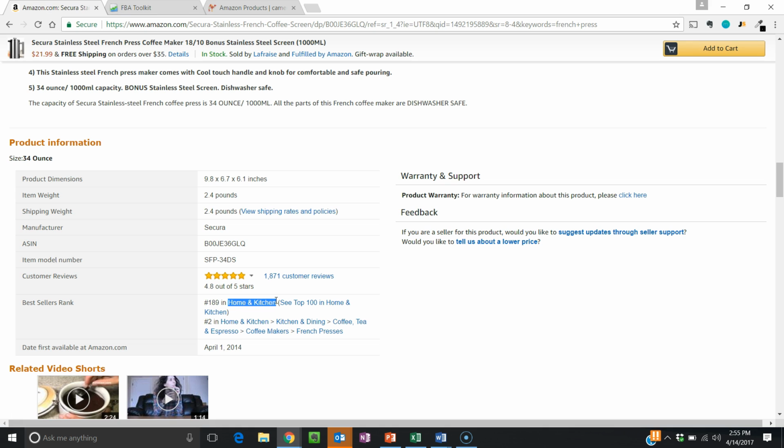Now, there's other categories like sports and outdoors, health and beauty, things of that nature, where they all have their own bestseller ranking. And also good to know for bestseller ranking is this number changes hourly. So it's not like it's a set number for a month. I mean, it's constantly changing.